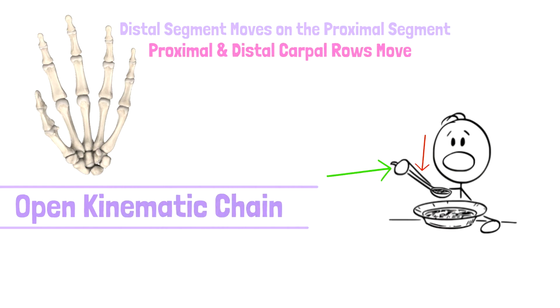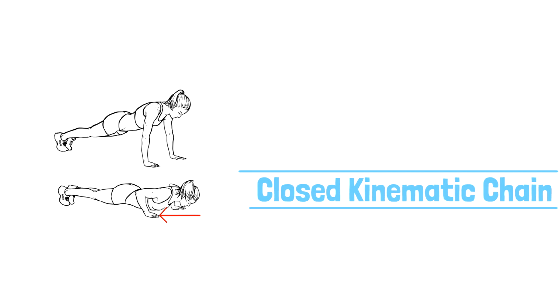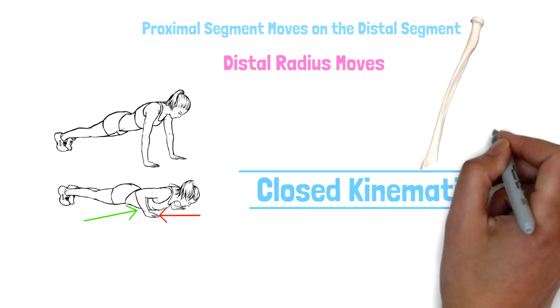An example of closed kinematic chain is a push-up. Here, the distal segment is fixed and the proximal segment is moving. This movement involves the movement of the radius on top of the carpals.